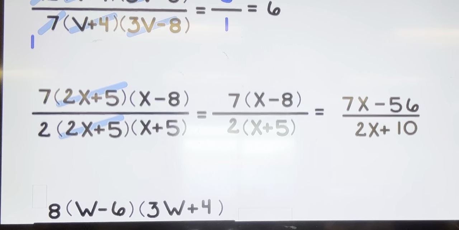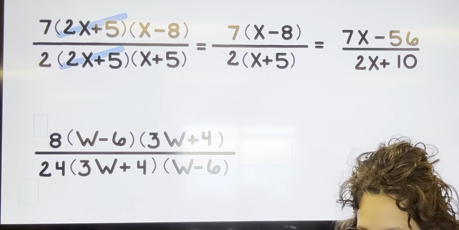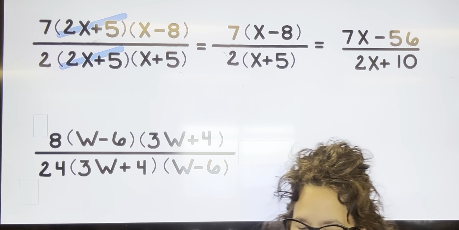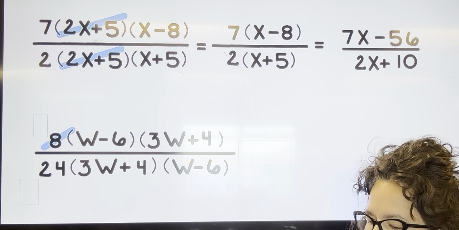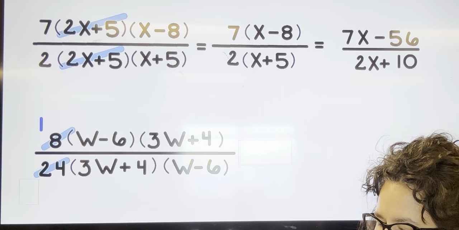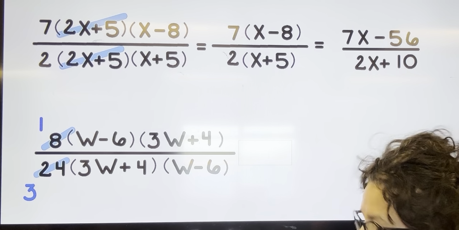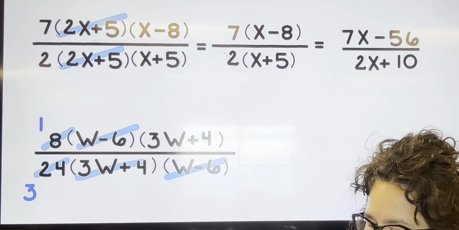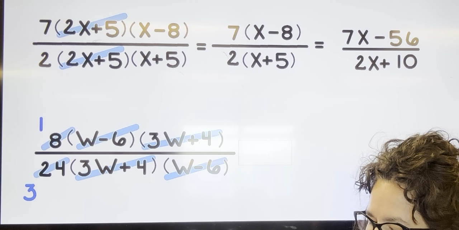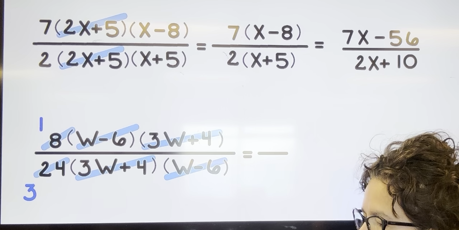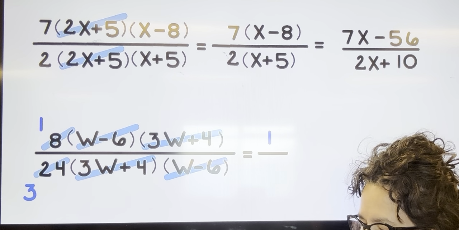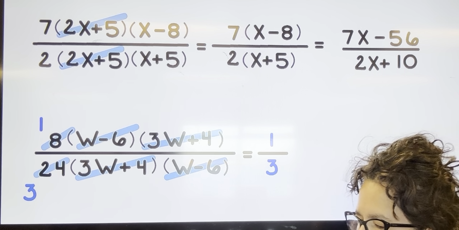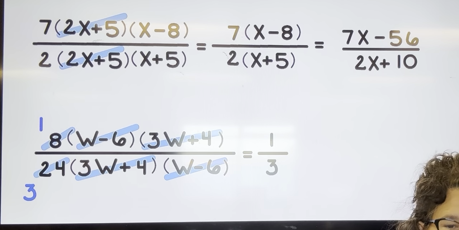Okay, then this next one, the 8 and 24, there is an 8 in common to those. So I'm going to cancel this 8. 8 fits into 8 once, and 8 fits into 24 3 times. We have a w minus 6, and it can cancel this w minus 6. We also have a 3w plus 4 that cancels. So most everything cancels, and what I have left is this 1 and this 3. So this ends up being our final answer there.